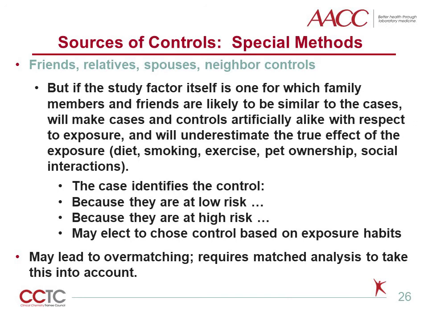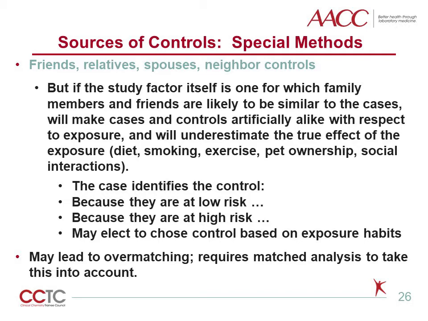current or early environment. But the problem is if the study factor is one for which family members and friends are likely to be similar to the cases, then in fact it's going to make the cases and controls artificially alike with respect to the exposure and underestimate the true effect of the exposure. People tend to eat alike, smoke alike, exercise alike. If one person is big on owning pets, other family members may be big on owning pets. Social interactions.